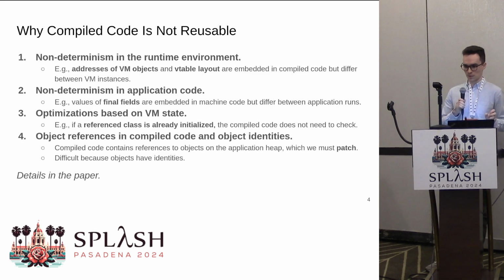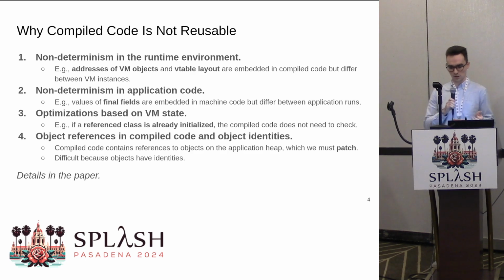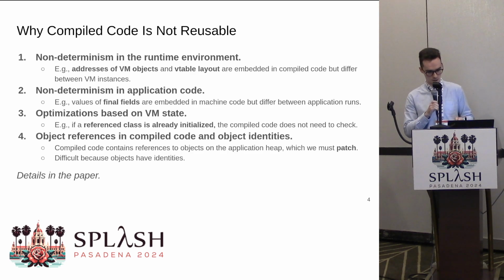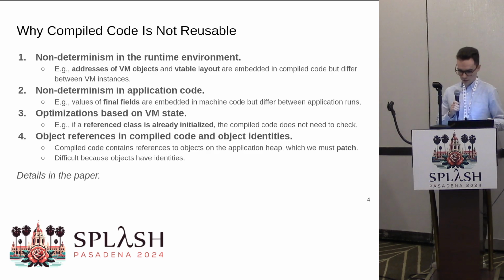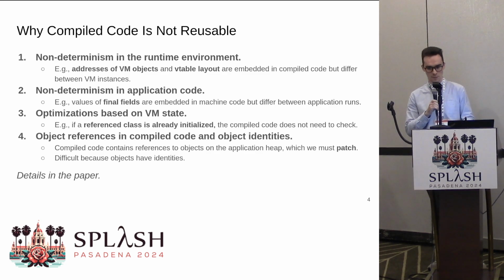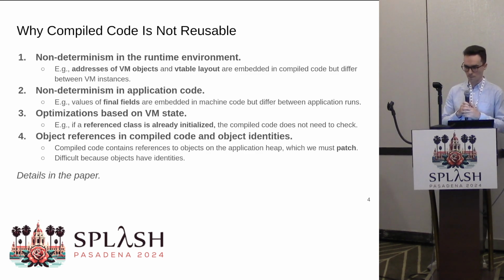But there is an optimization in the compiler. If a class is already initialized during compilation, the compiler doesn't need to emit any initialization status checks, which is great for that VM instance. But the next time we rerun the same application and want to reuse that code, then that class may not already be initialized, which would lead to wrong behavior.